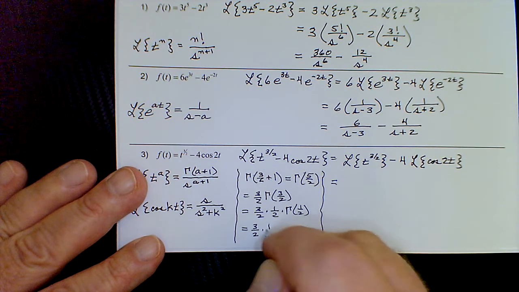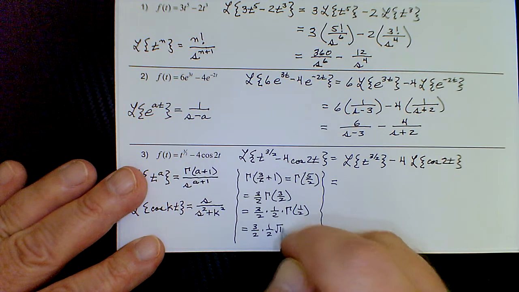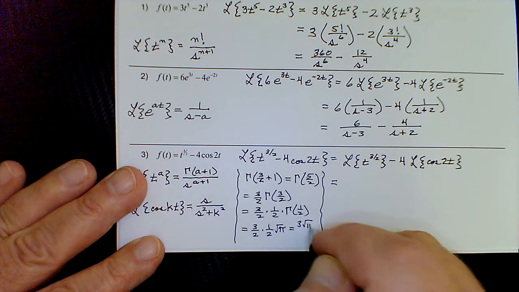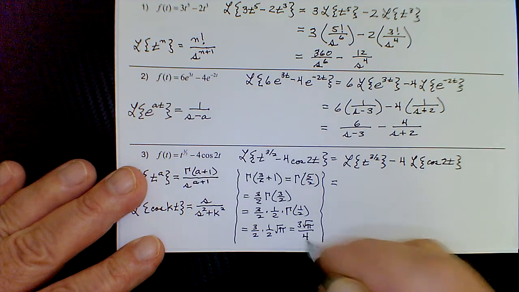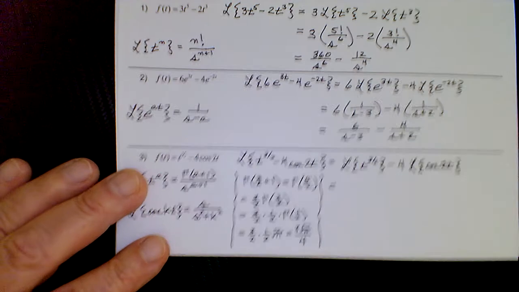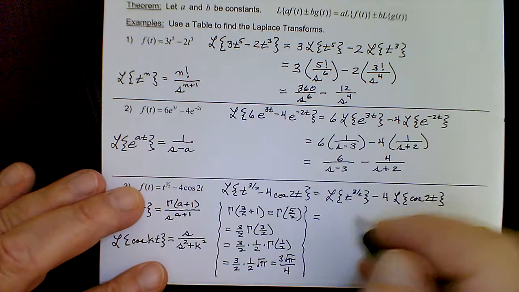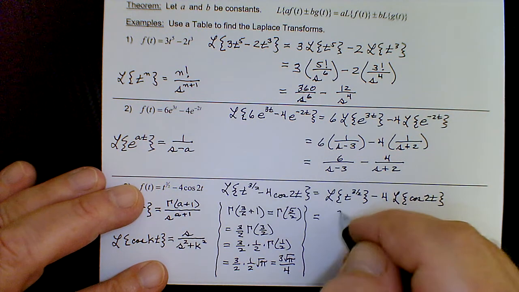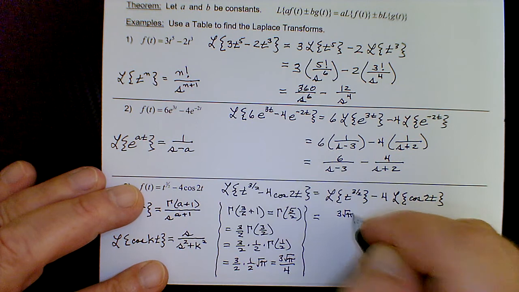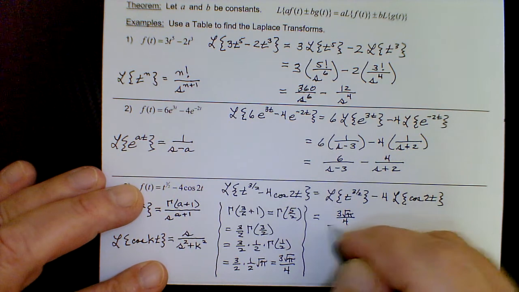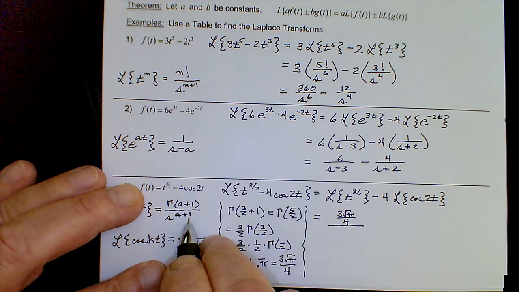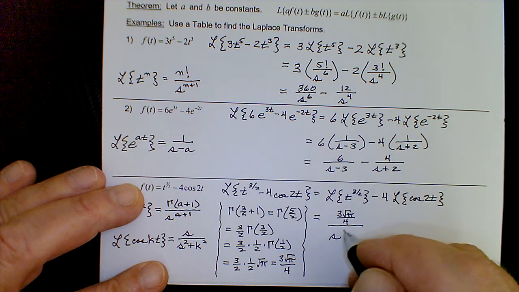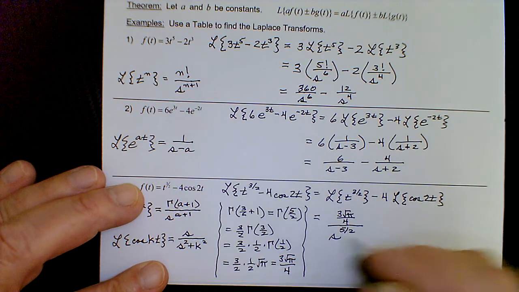So we get 3/2 times 1/2 times the square root of pi, which let's just write as 3 square root of pi over 4. And so therefore we have gamma of a plus 1, we just found it, 3 square roots of pi over 4, divided by s to the a plus 1. A is 3/2, so s to the 5/2.